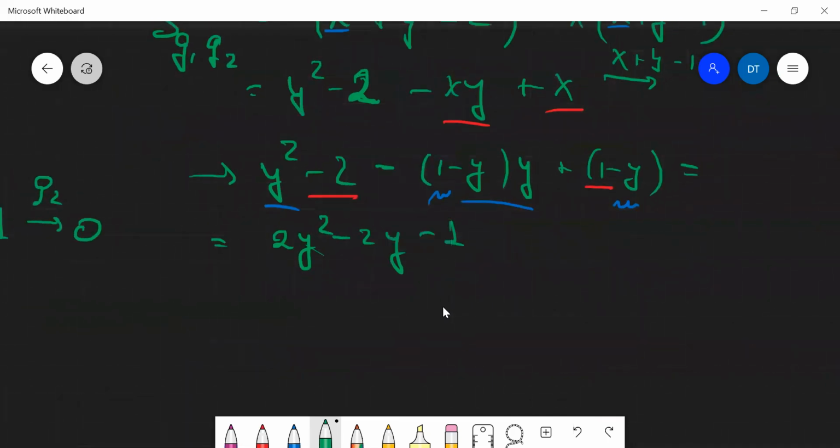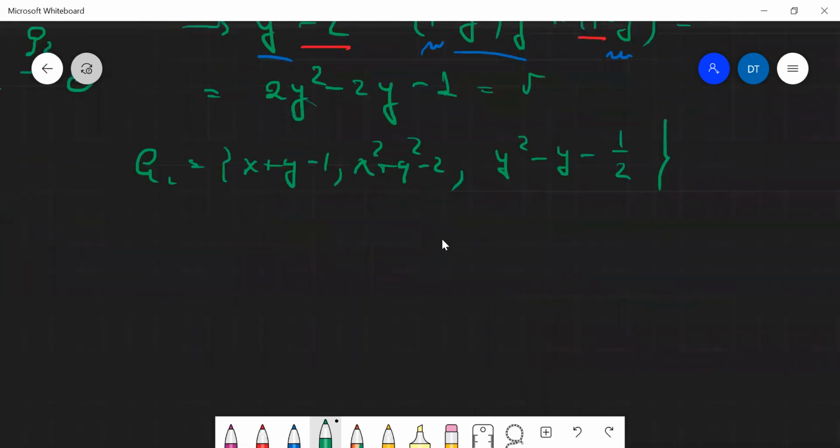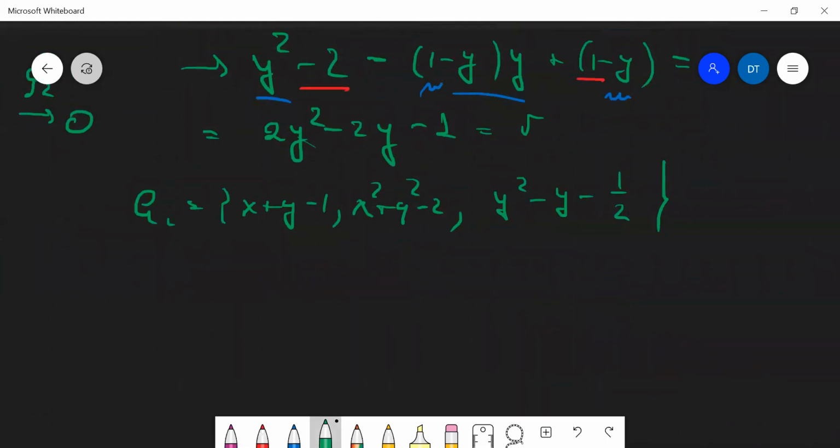So this is our remainder, and I will replace this remainder by 1 over 2 times it. So I will consider y squared minus y minus 1 over 2. And on the second step, I should consider this set G1, which is x plus y minus 1, and here x squared plus y squared minus 2, and this guy. So it doesn't matter if you rescale your polynomials during the Buchberger algorithm. So now we know, so let me indicate the leading terms here.